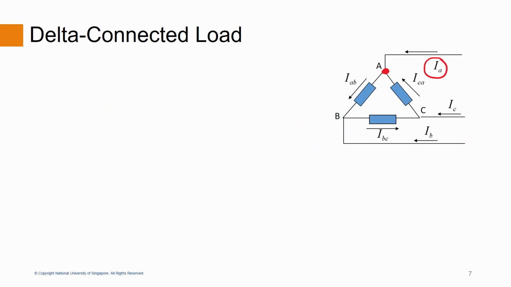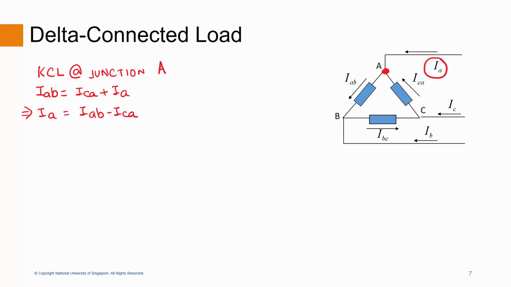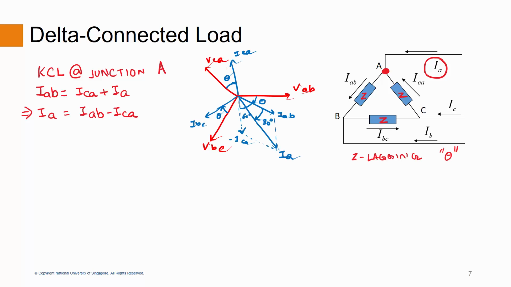Let us try to derive the expression for the phase current with respect to the line current in the case of a delta connected load. Applying KCL at the junction A, we get IAB is equal to IA plus ICA, or I can write it as IA is equal to IAB minus ICA. Let us assume the loads are lagging in nature with a power factor angle of theta. We can draw the phasor for three-phase voltage and current as follows.